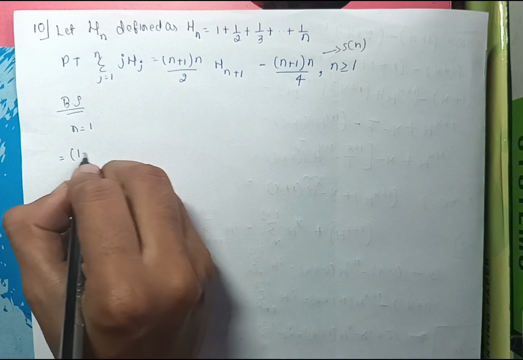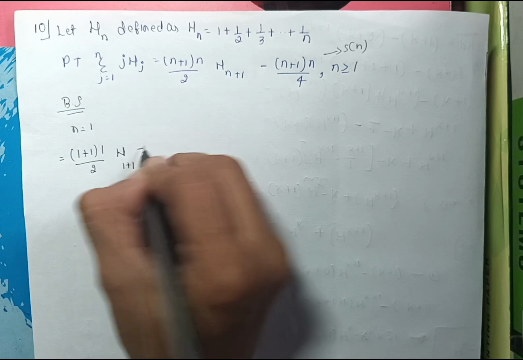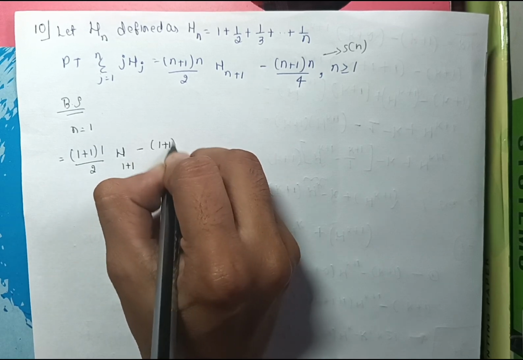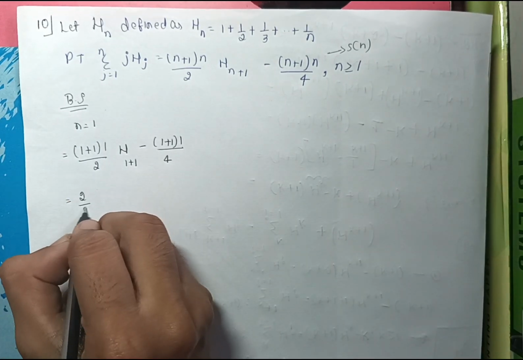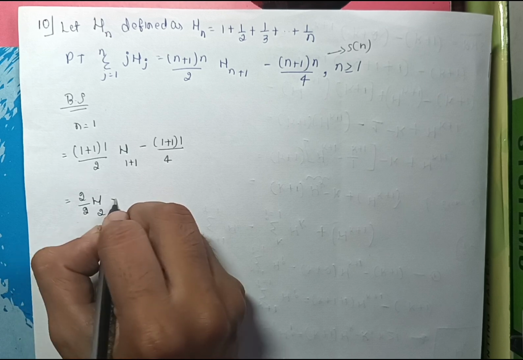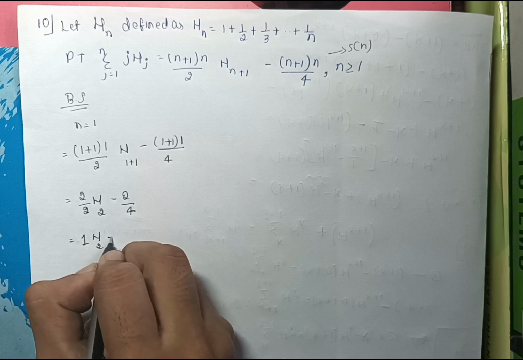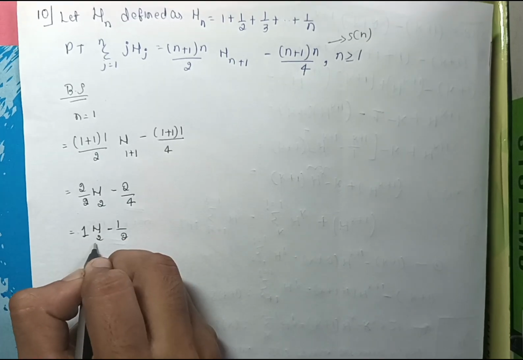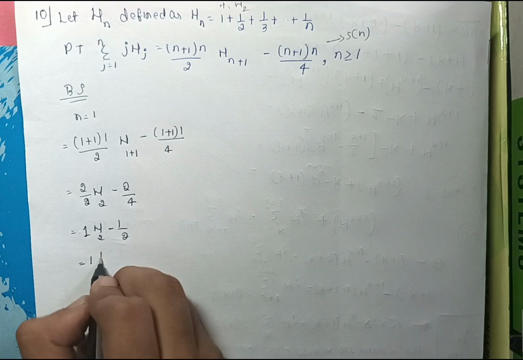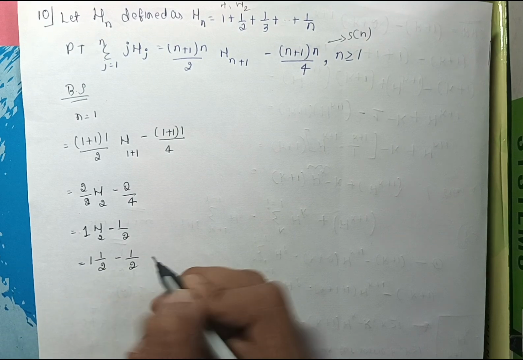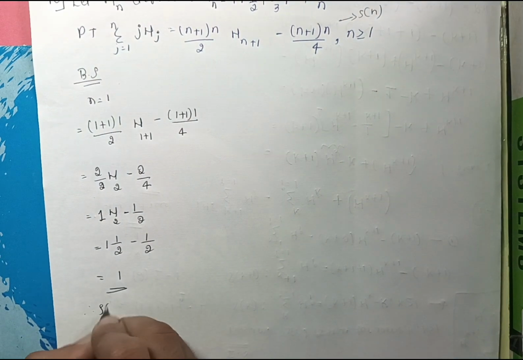Put 1 here. 1 plus 1 by 2, h of 1 plus 1 minus 1 plus 1 by 4. That is 1 plus 1 is 2 by 2, h of 2 minus 2 by 4. That is 1 times h2 minus 1 by 2. What is h2? This is h1, this is h2. h2 is 1 plus 1 by 2, so 1 and a half minus half is 1. We can say S1 is true.